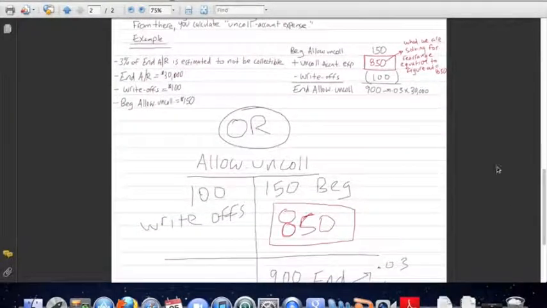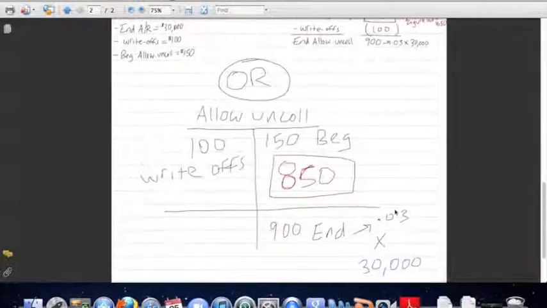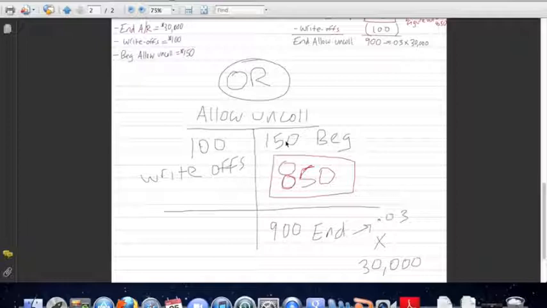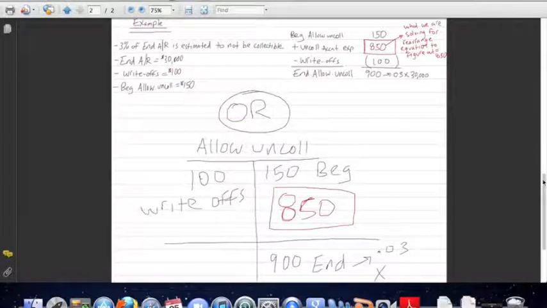Or the better way to do it actually is by using a T account. So you set it up. You have beginning 150, right? We know our write-offs are 100, and now we know our ending is 900. So to make this 900 true, we need to have a bad debt expense of 850. So that's basically it.